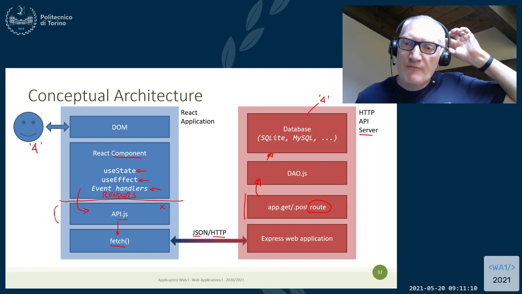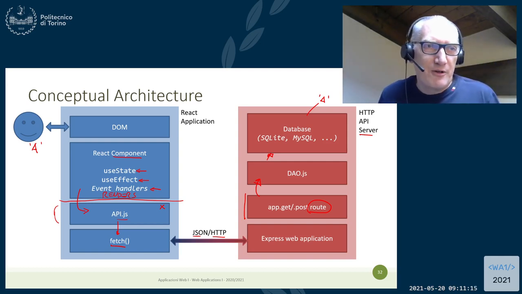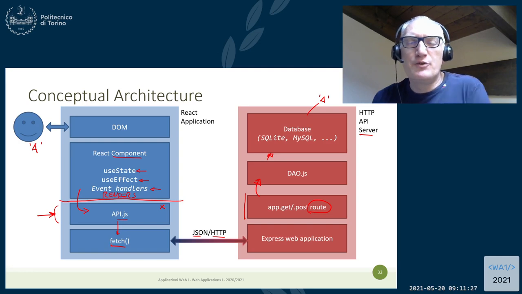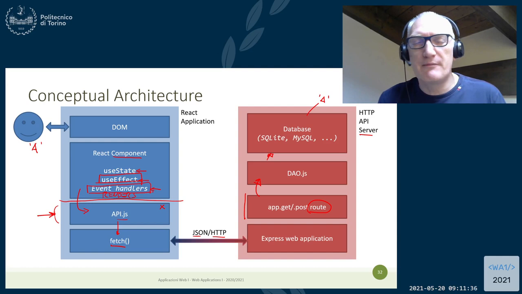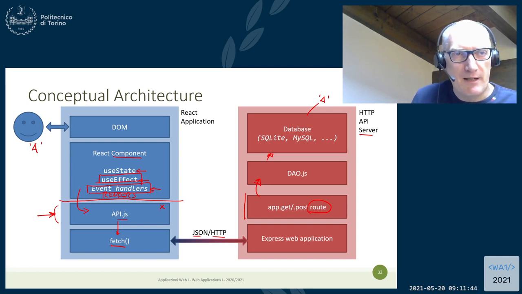There is a question which is not an easy one to answer. Basically, nobody in the world has a definite answer for that. It is who is going to call the APIs that in turn will call the fetch, of course. Okay. Do we need to call the APIs from useEffect or from event handlers? And in which cases should we call them from the event handlers, and in which cases should we call them from useEffect? We'll try to analyze this problem with the next examples.